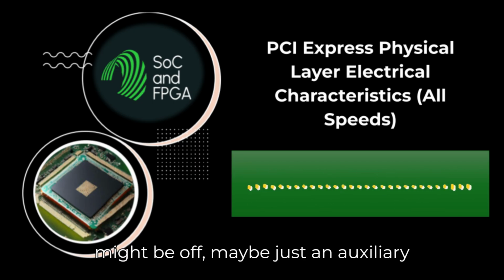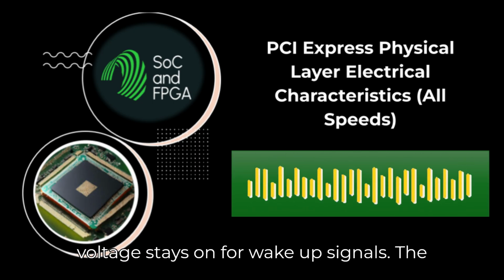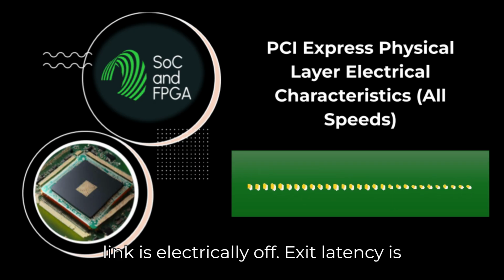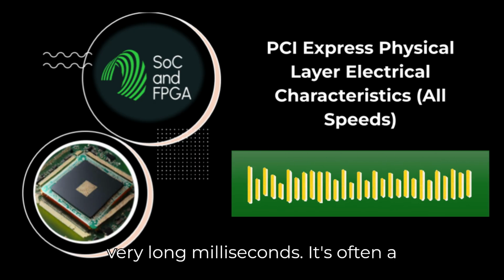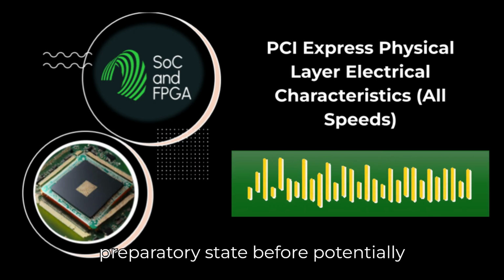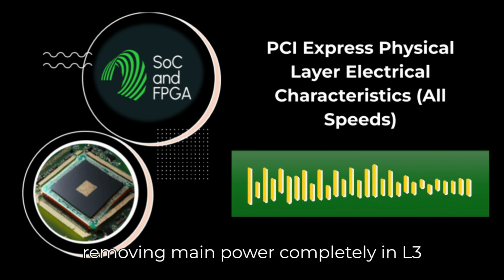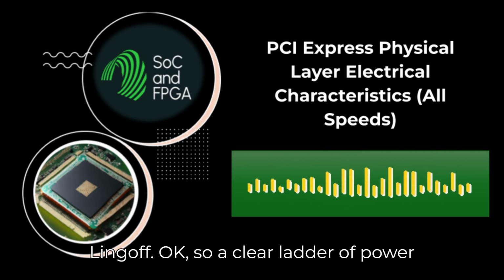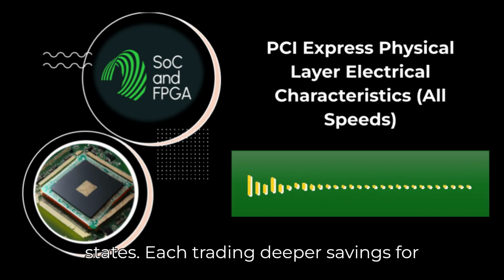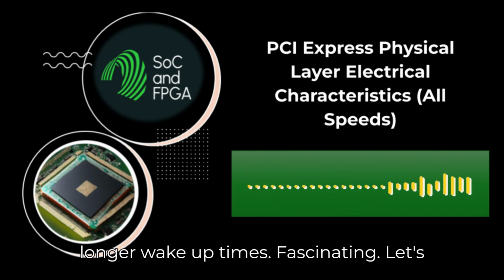Here, main power rails might be off. Maybe just an auxiliary voltage stays on for wake up signals. The link is electrically off. Exit latency is very long, milliseconds. It's often a preparatory state before potentially removing main power completely in L3. Off. Okay, so a clear ladder of power states, each trading deeper savings for longer wake-up times.